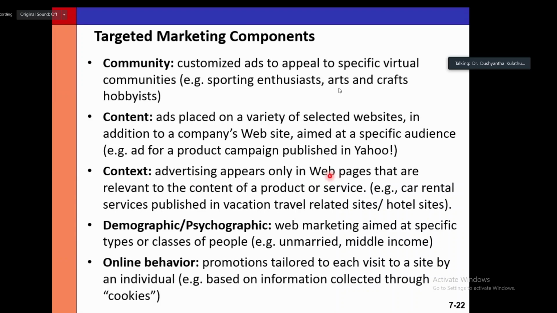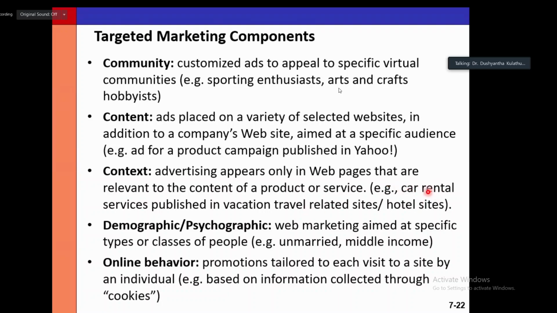So this can be done to increase the effectiveness of the particular marketing campaign. Example says car rental services published in vacation travel related sites or hotel sites. Now the car rental companies can be better off by placing advertisements in travel related sites, because when people travel they may require this particular service. Car rental service can be required. So then when people book hotel rooms, again they may require this car rental service for traveling.